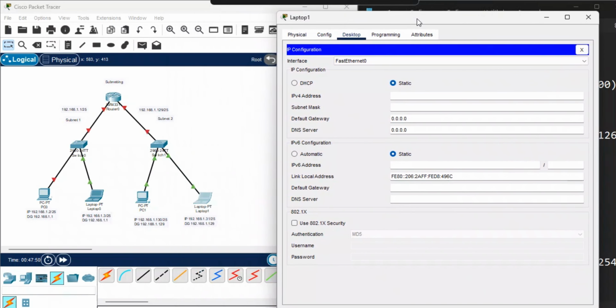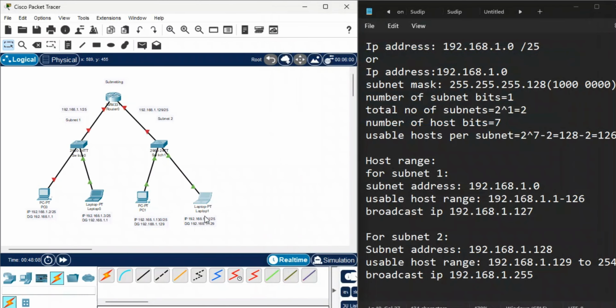IP configuration: 192.168.1.131, subnet mask 128, default gateway 129, and here we can give 131.